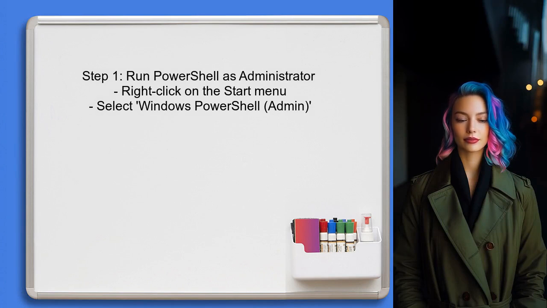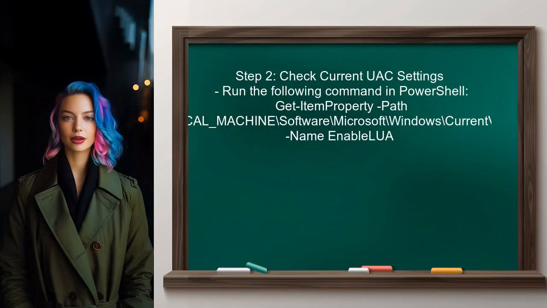To begin resolving the user's issue with disabling user account control, or UAC, we need to ensure that the user is running PowerShell with administrative privileges. This is crucial for making changes to system settings. Next, the user should check the current UAC settings to understand the current configuration. This can be done by querying the registry value for EnableLUA.